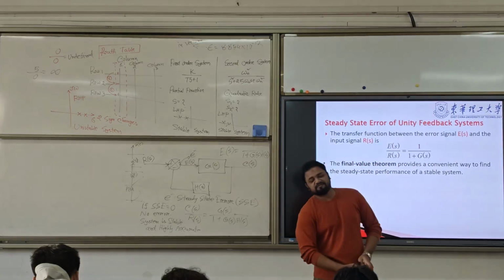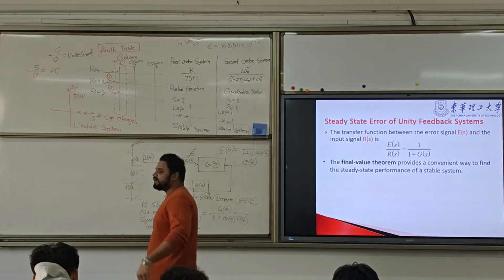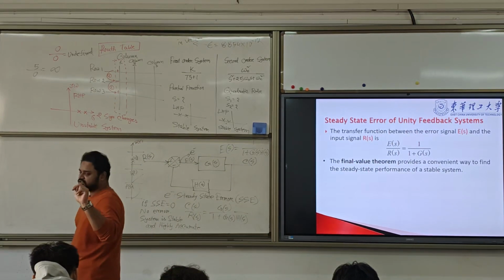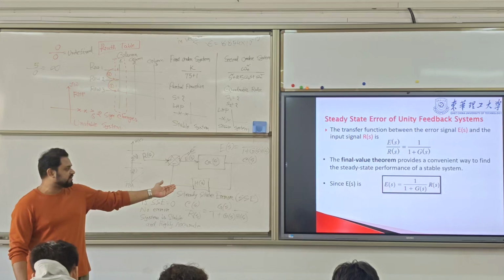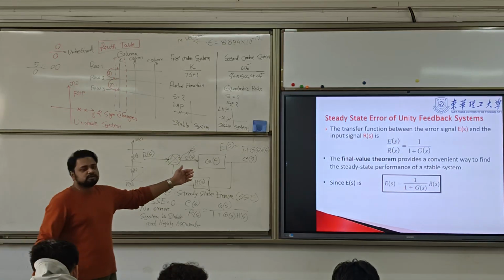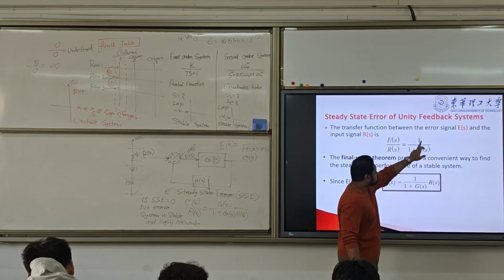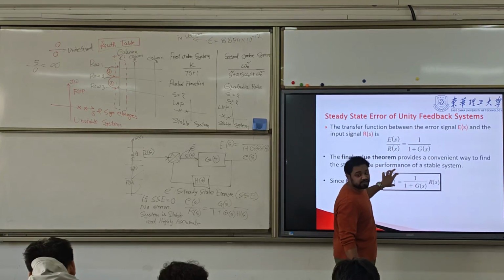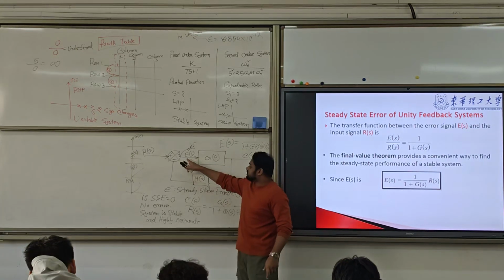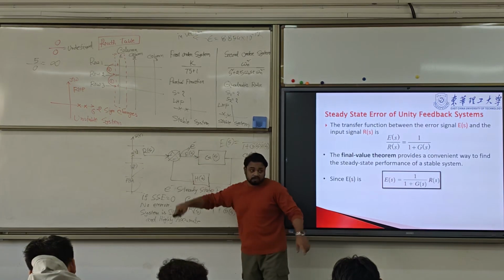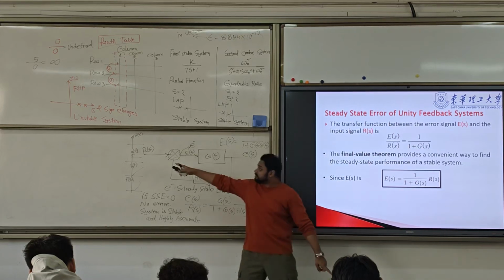Here we will apply the final value theorem. There are two theorems, final value and initial value. Final value is when t goes to infinity. That is called the final value theorem. Because E(s) is the steady state error, this is what we need to find. So E(s) equals 1 by 1 plus G(s) into R(s). Now R(s) can be any input.